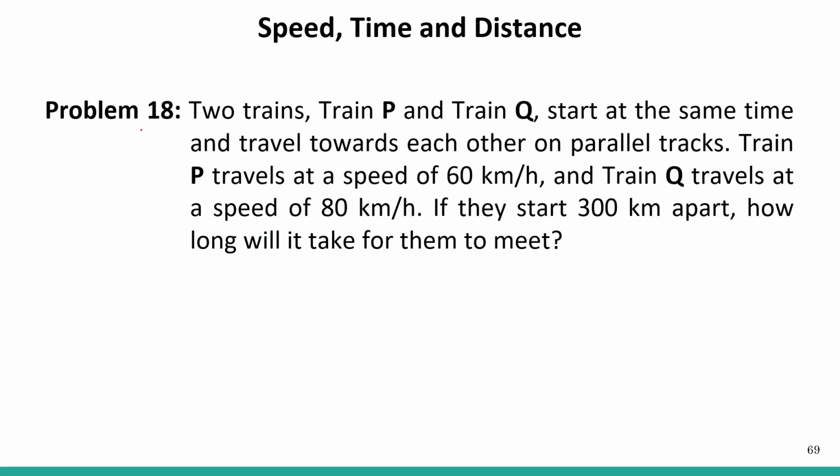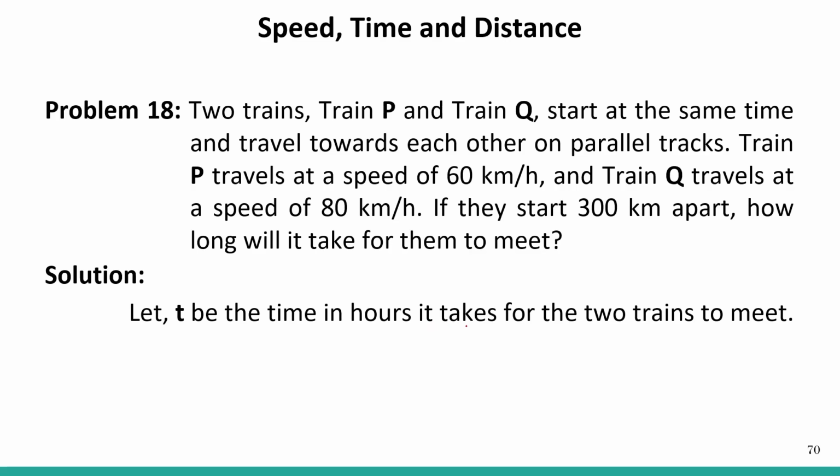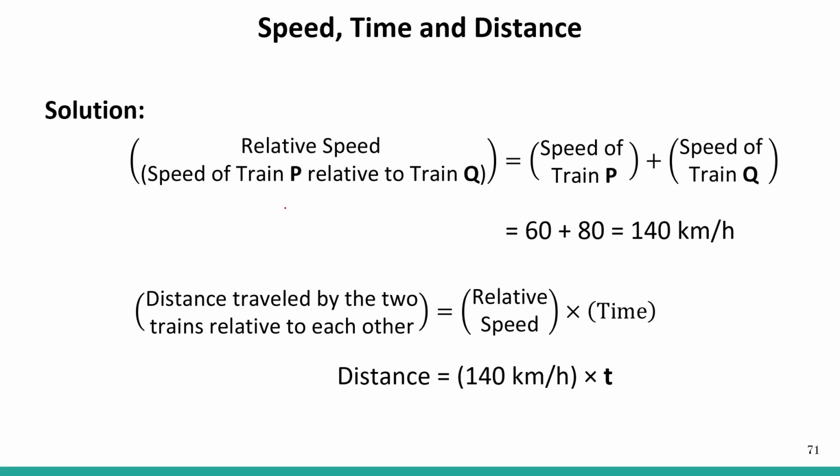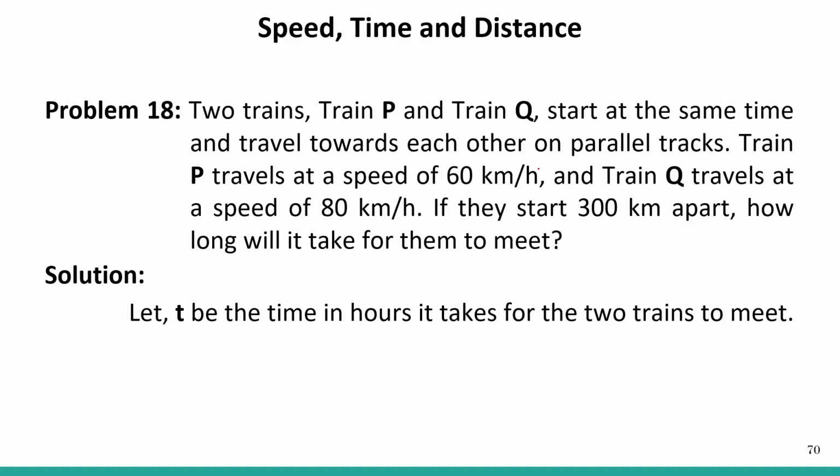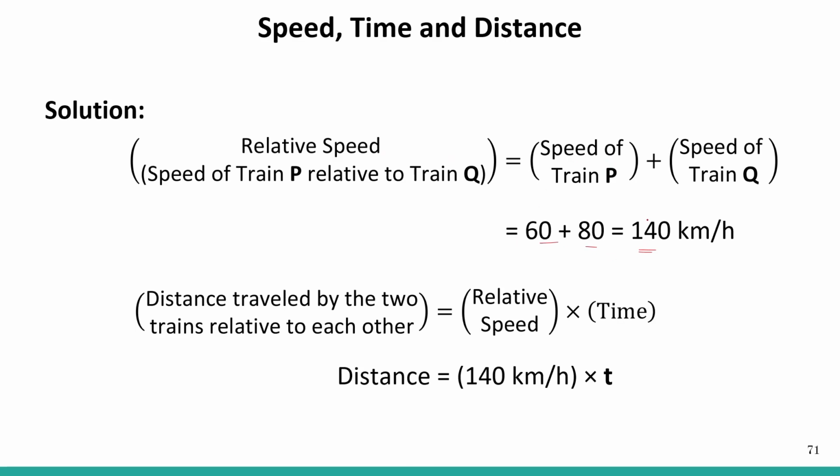So let's see problem number 18. Two trains, train P and train Q, start at the same time and travel towards each other on a parallel track. Train P travels at a speed of 60 km per hour and train Q travels at a speed of 80 km per hour. If they start 300 km apart, how long will it take for them to meet? So let t be the time in hours it takes for the two trains to meet. So the relative speed between train P and train Q will be what? It will be 60 plus 80 is equal to 140, because they are traveling towards each other, so their directions are opposite on parallel tracks. It will be 140 km per hour.